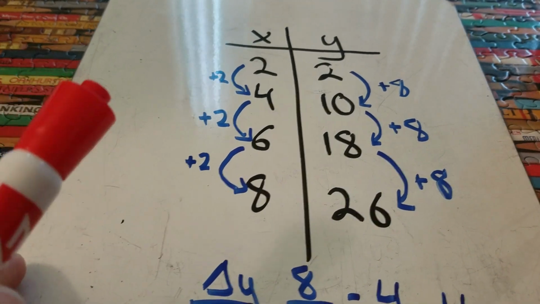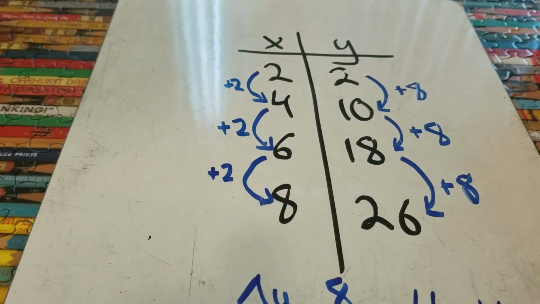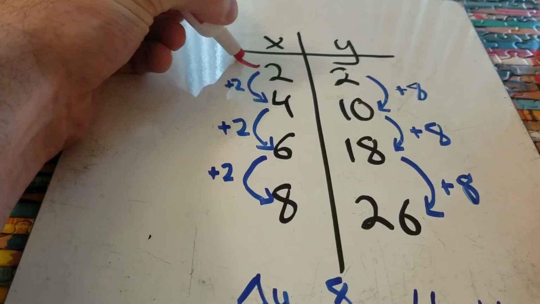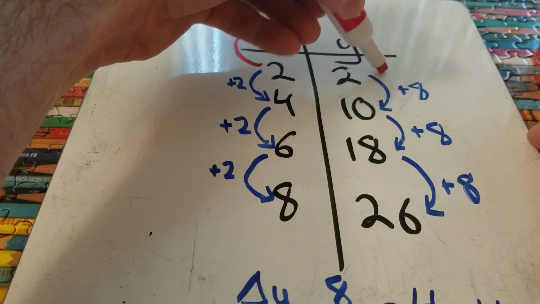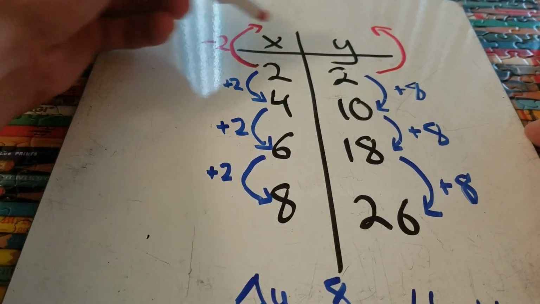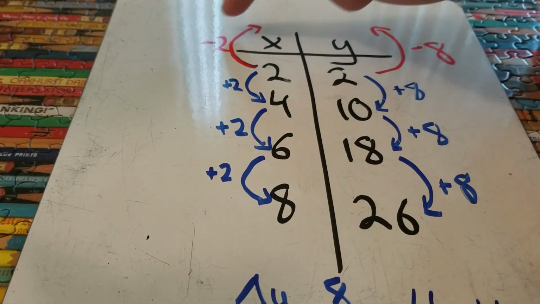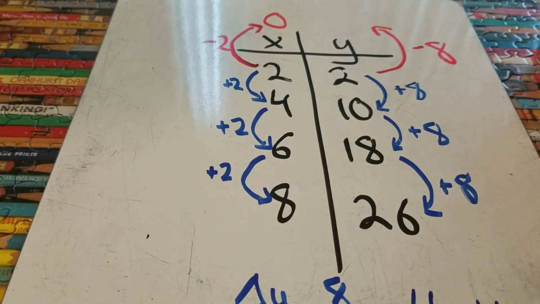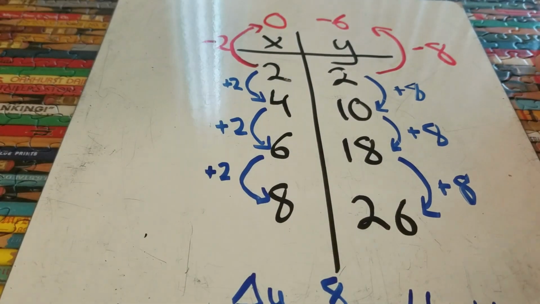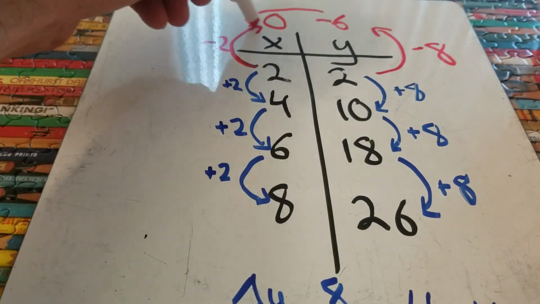Now what I can do, you see how all of these points are going up 2, up 8, up 2, up 8. Well, if I reverse that and I counted backwards, I'm going to go above the table a little bit. If I reverse that, the pattern would then be minus 2, minus 8. Well, 2 minus 2 would give me 0. And then 2 minus 8 on this side would give me negative 6. So if I just continued that pattern, I actually do see I have the y-intercept.